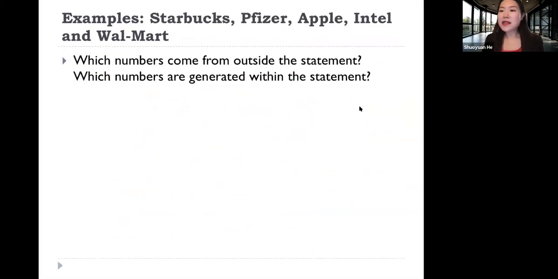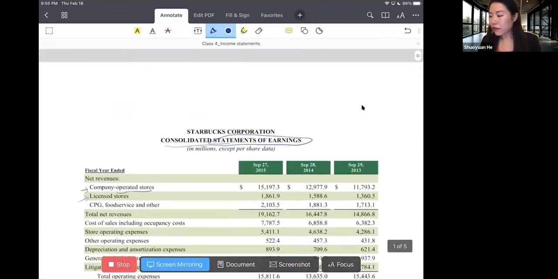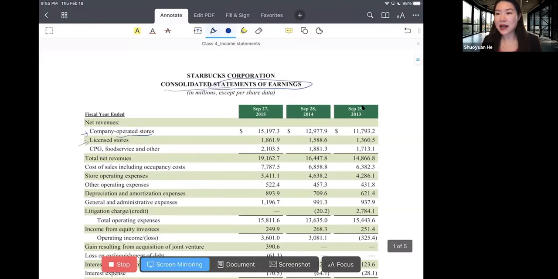And then another thing I want you to look at from those income statements: I want you to take a 5 minute look at those income statements and please tell me which numbers are coming from outside the statement and which numbers are generated inside the statement. What do we mean by that? So first of all, let me just take Starbucks as an example. For example, total net revenue, where does this number come from? It is coming from adding up these three numbers. So this number is generated within the statement. It is calculated from the previous three numbers.